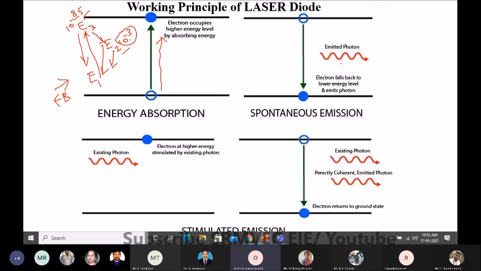Now this is what happens in the LED. It is excited, and after 10 to the power minus 8 seconds it returns back. When it returns, energy is released, which is what we call a photon. So spontaneous emission is happening. Now you go for the next thing.